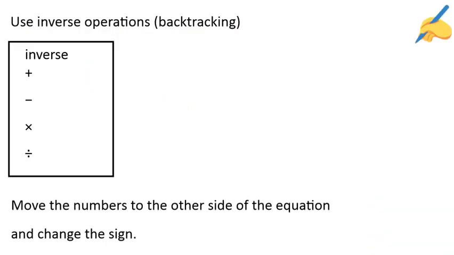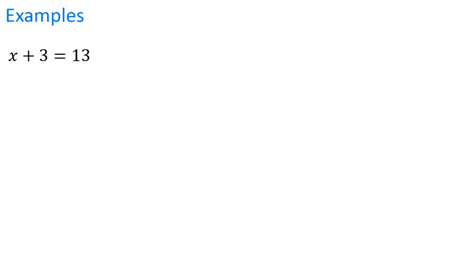So I just solved that previous equation using inverse operations or backtracking. So the inverse is basically the opposite. So the opposite of plus is minus, opposite of minus is plus, the opposite of multiply is divide, and divide is multiply. And so what we do is we move the numbers to the other side of the equation and we change this sign. Let's do some examples.